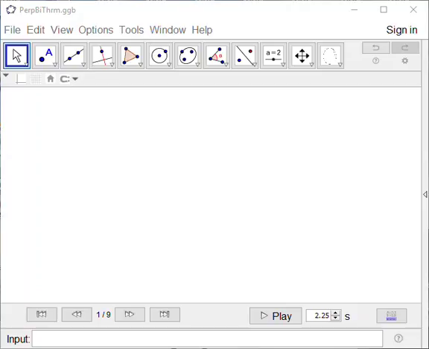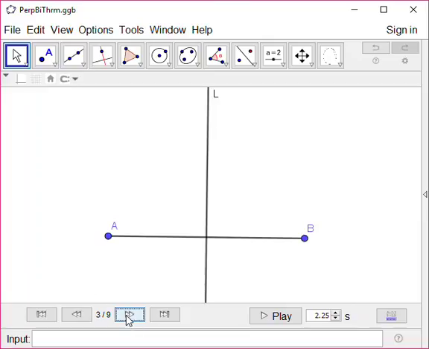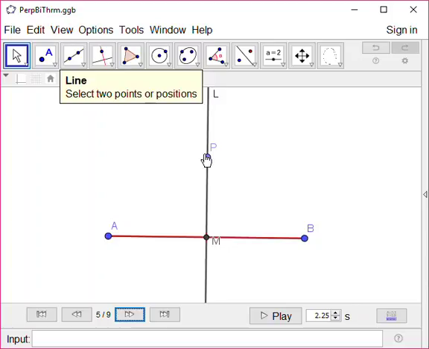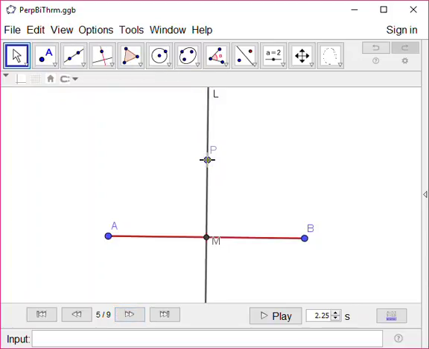Suppose segment AB is the segment being bisected. So we have segment AB. Line L is the perpendicular bisector of segment AB. Let P be any point on line L. Point P lies on line L, the perpendicular bisector of AB. We want to prove that segment AP is equal to BP.